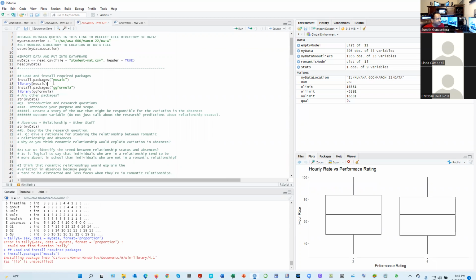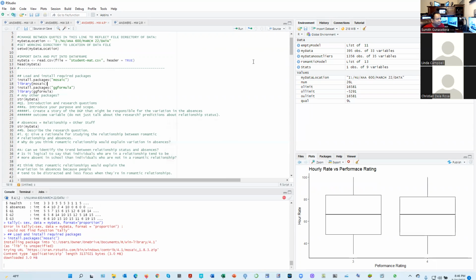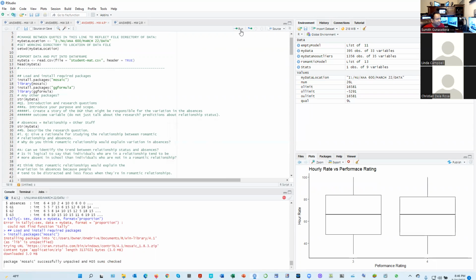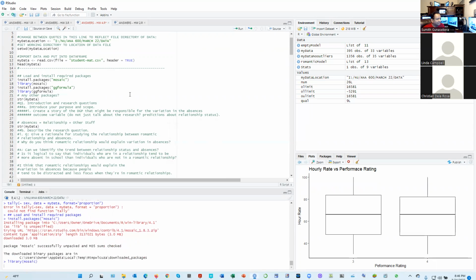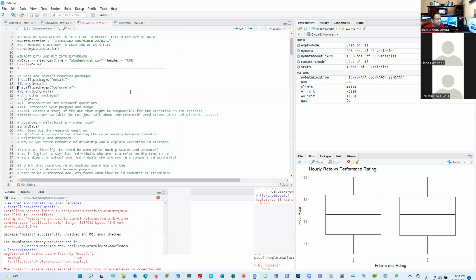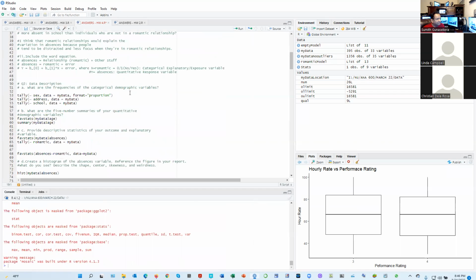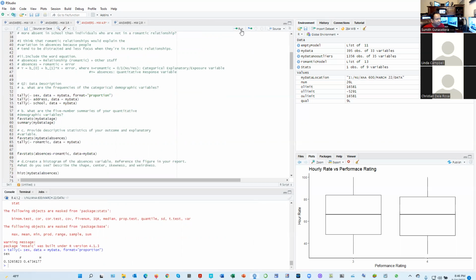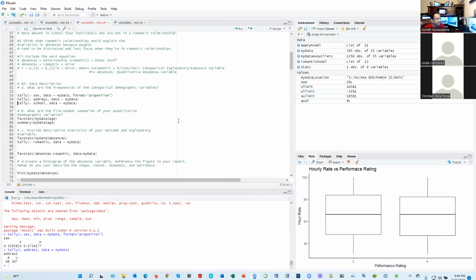Install the package. Okay. Let's unmask that one. Okay, that's good. It's the proportion of females and males in this category. And family size. Address: urban and rural.